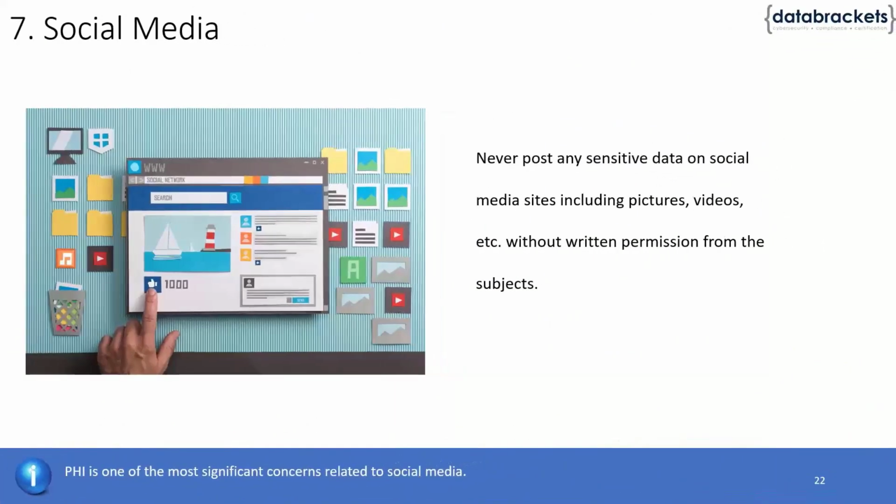Again, social media, you have to be extremely careful when you are posting any images, videos, and whatnot on social media. You need to have explicit permission from your patient if you're posting any of this information, otherwise they can come back and sue you for not having explicit permission.